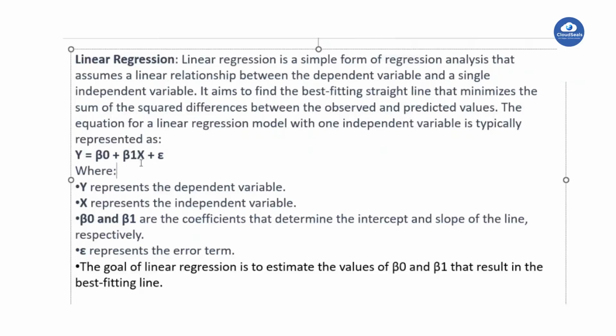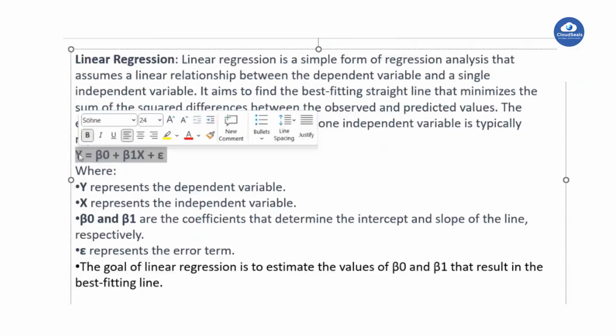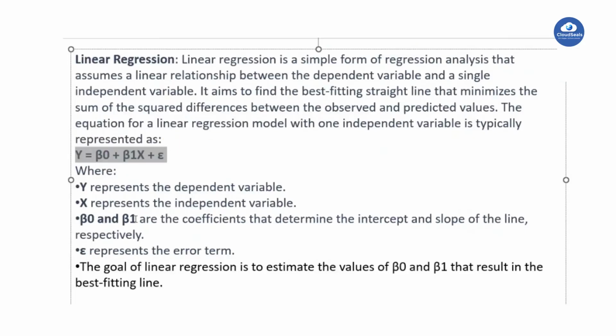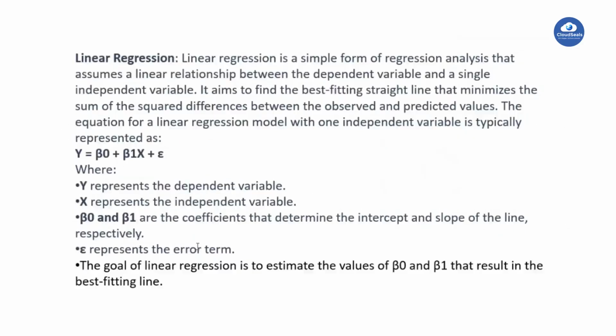So we need to calculate the coefficient value, which gives the expected y value using the independent variable. That's the main thing we do while building a model. The linear regression model is this one. Here y is the dependent variable, x is the independent variable, beta naught and beta 1 are the coefficients, and e is the error.